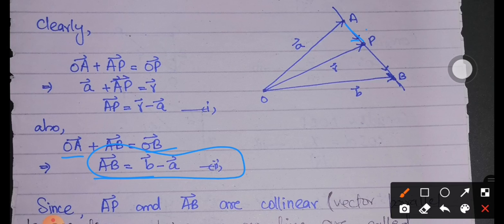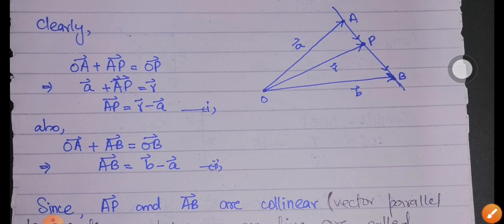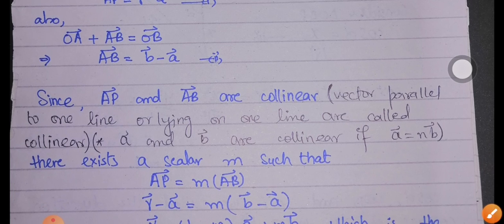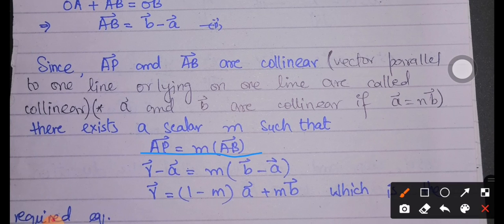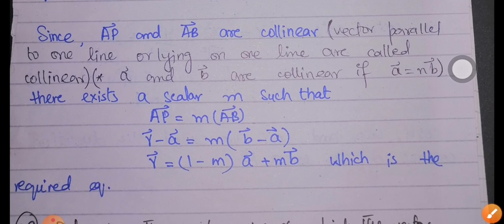Now AP and AB are both parallel to the same line, or both are collinear. So these must be scalar multiples of each other. I am going to write AP as a scalar multiple of the vector AB, where m is any scalar. Inserting the values of AP and AB, we get the corresponding equation for the required vector, or the equation for the straight line.